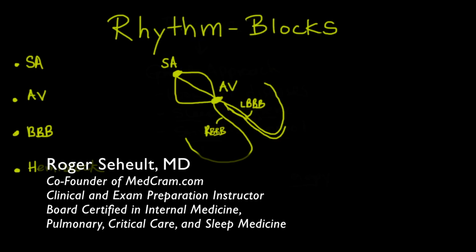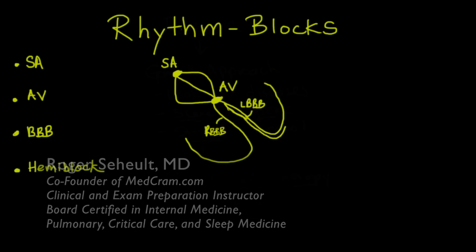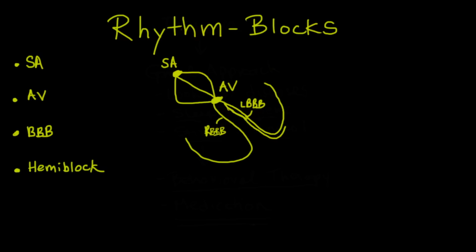We're going to talk about the second half of rhythm in our rate, rhythm, axis. And we're specifically going to talk about blocks. Blocks prevent electrical conduction. What I've got drawn here is an overview of the electrical conduction of the heart, which we've talked about before. Specifically, we're looking at the SA node, the AV node, the right bundle branch, and the left bundle branch area. And specifically, we're going to talk about blocks in those areas.